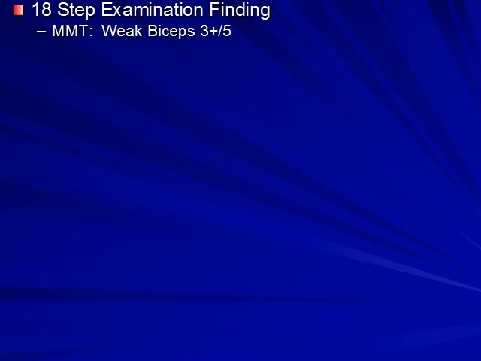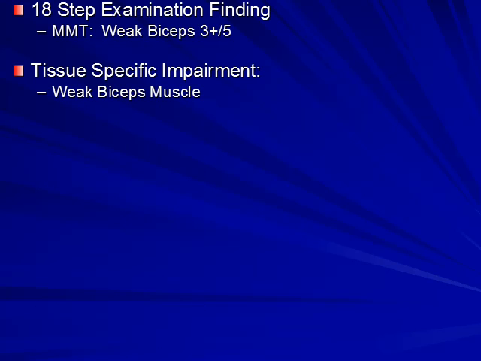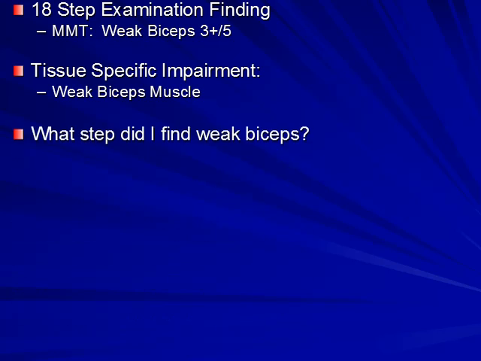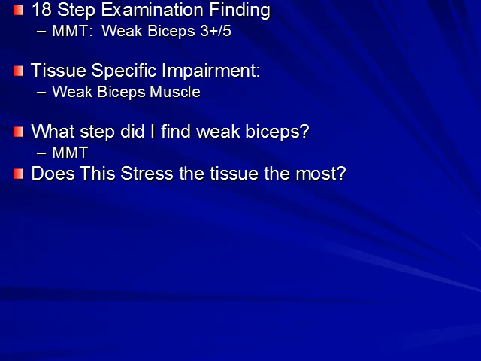Here's another example. Now we have a biceps again, but this time the biceps muscle is weak. So we have a 3+ out of 5 MMT grade. MMT is the best step for determining the strength of a tissue. My tissue-specific impairment that I determined from the MMT was very simply a weak biceps muscle. So what step was it that I found it was weak? Well, it's the MMT. I know this is redundant, but stick with me.